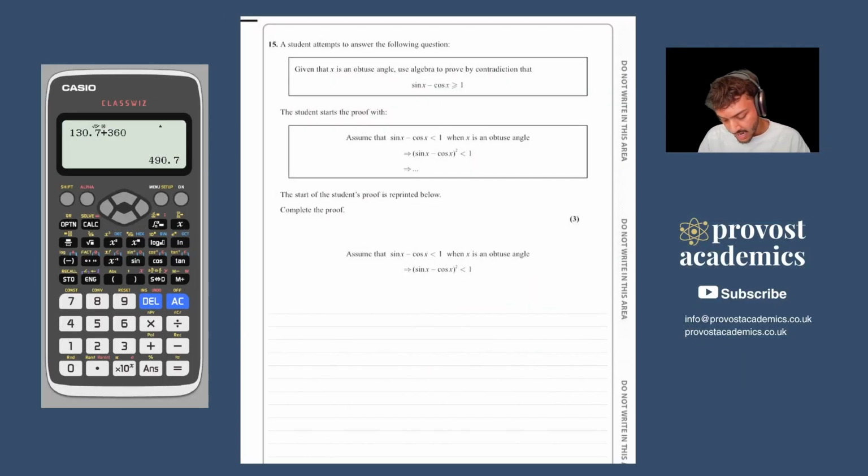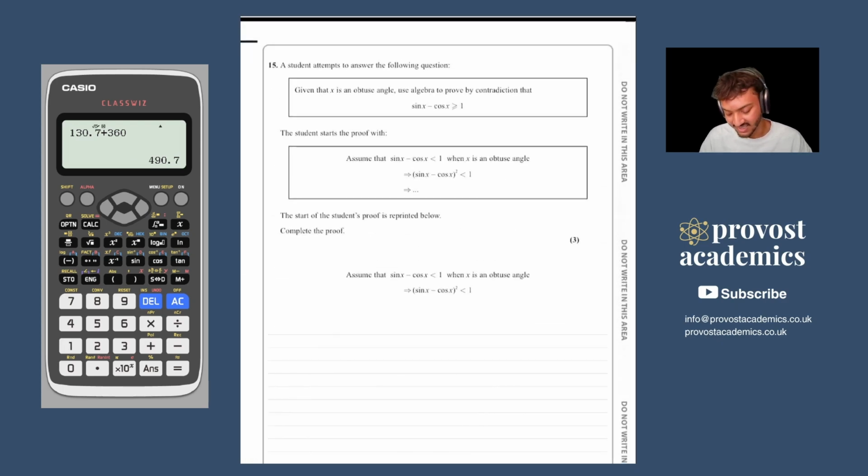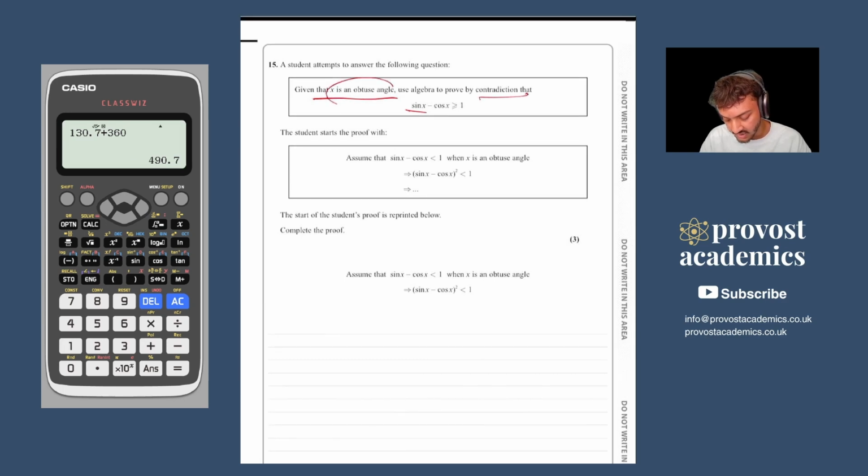Right, so on to question 15. This is the last question on the paper, as you can tell from the time. We have a student who is trying to prove that sine x minus cos x is greater than 1 by contradiction, and x is obtuse. I guess that's a very important bit of information.